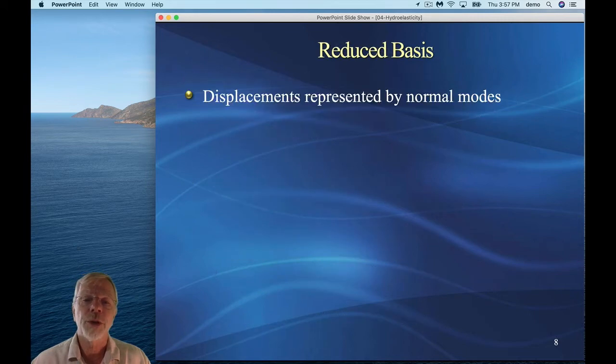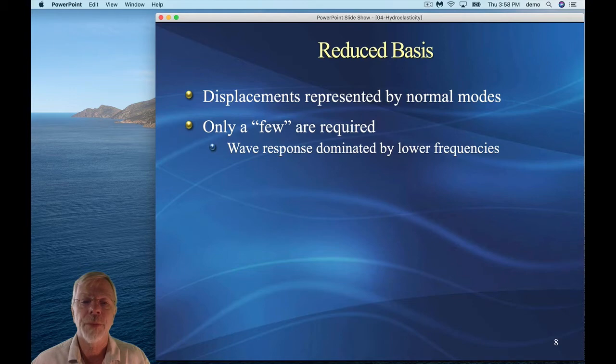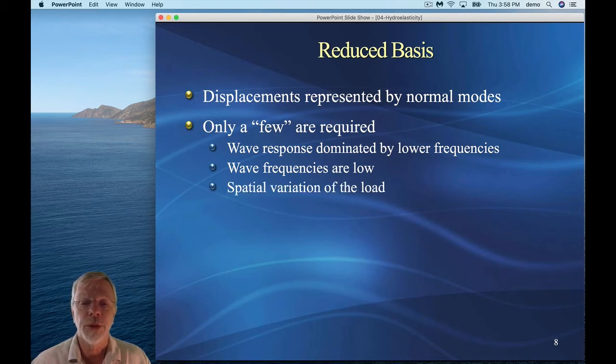So if we look at the reduced basis, the displacements are represented by normal modes. Only a few normal modes are required. And why is that the case? Well, the wave response is dominated by the lower frequencies. Because the wave frequencies are relatively low, especially compared to the natural frequencies of the structure, relatively few modes and few frequencies are going to be excited by the wave frequencies.